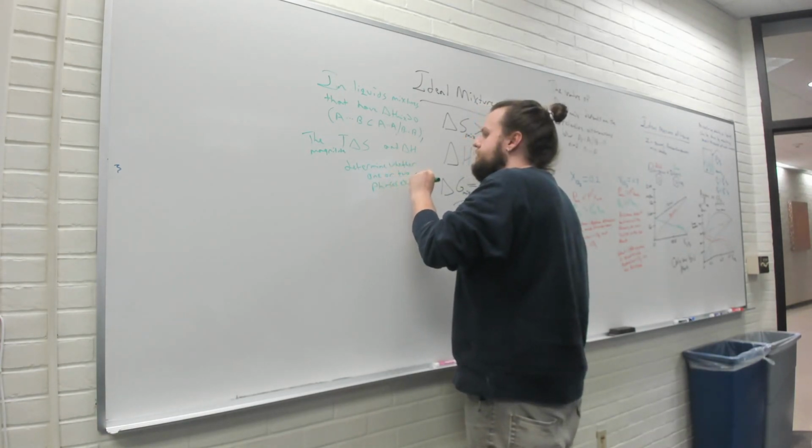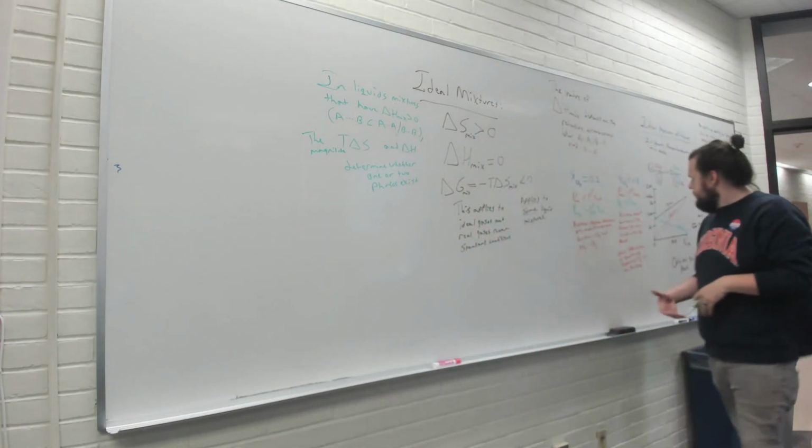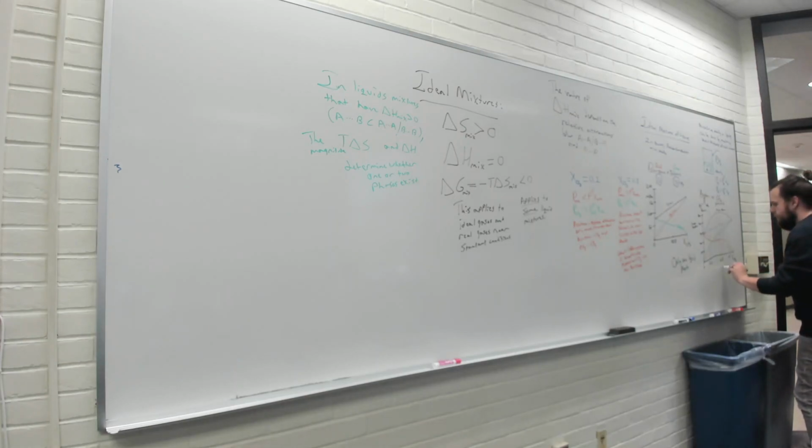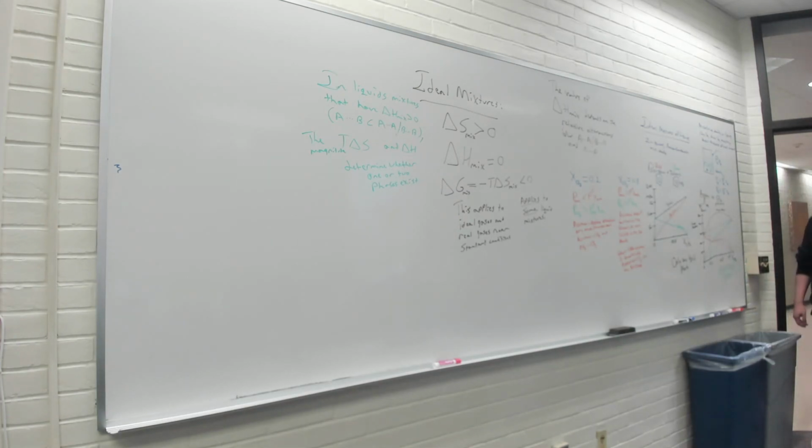So you can imagine that at 300 Kelvin, these mix together just fine. Delta H is greater than 0, but there's enough entropy that delta G is less than 0 for them to mix. Right, so delta H is much less than T delta S, so delta G is less than 0. So they mix, but they don't mix perfectly.